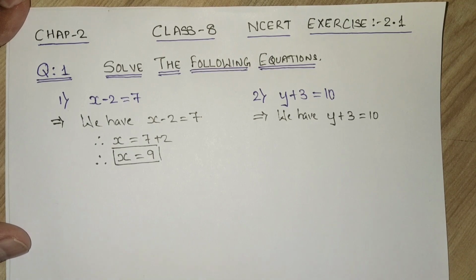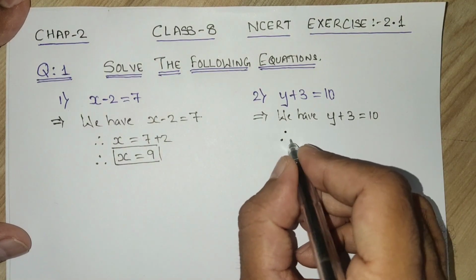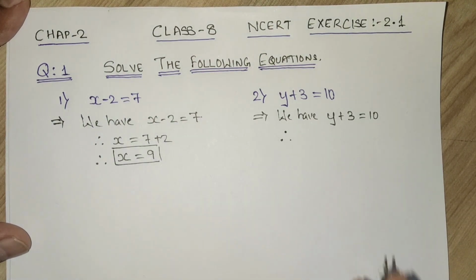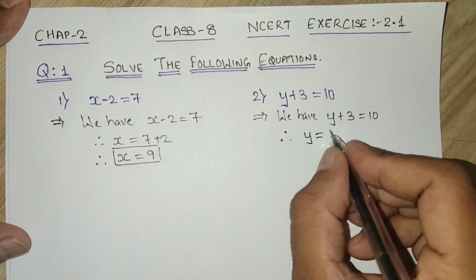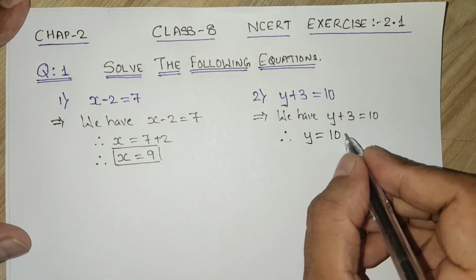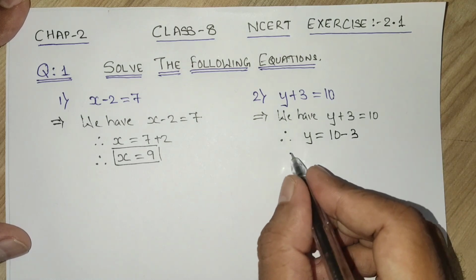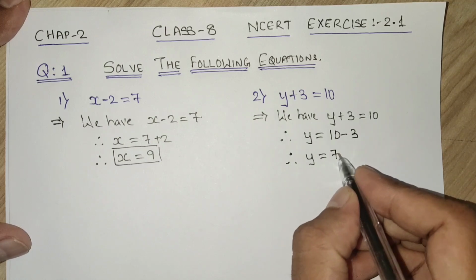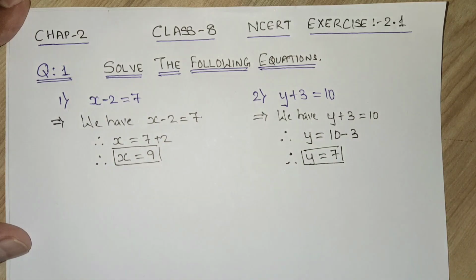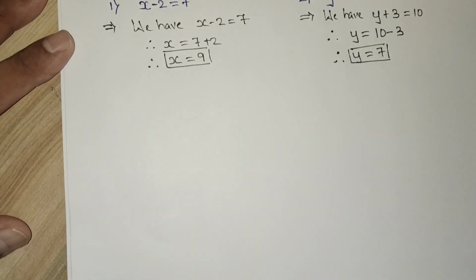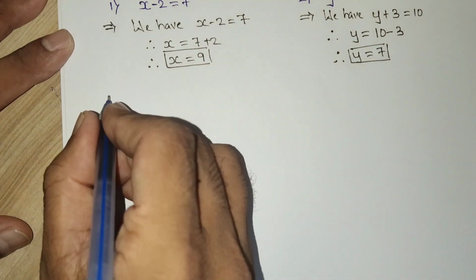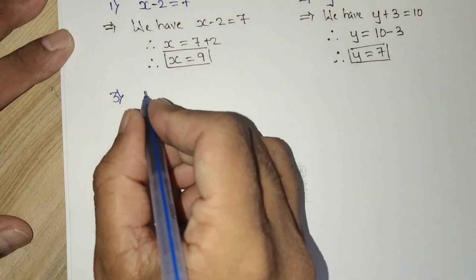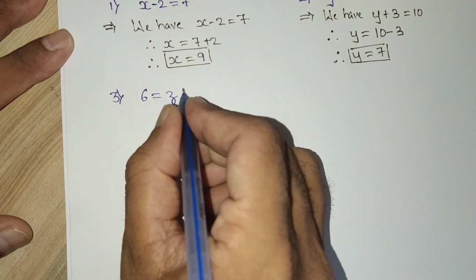We will transpose plus 3 to right hand side. So we will write y is equal to 10. If we are transposing plus 3, it will go that side and become minus 3. Therefore your answer will be y is equal to 10 minus 3, 7. It is easy, right? Let us move to third question. Third question is 6 is equal to z plus 2.